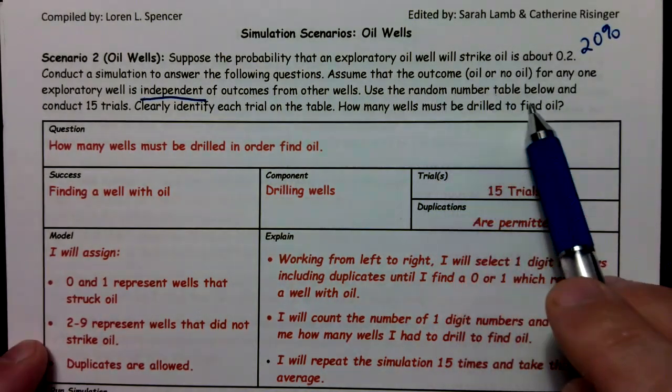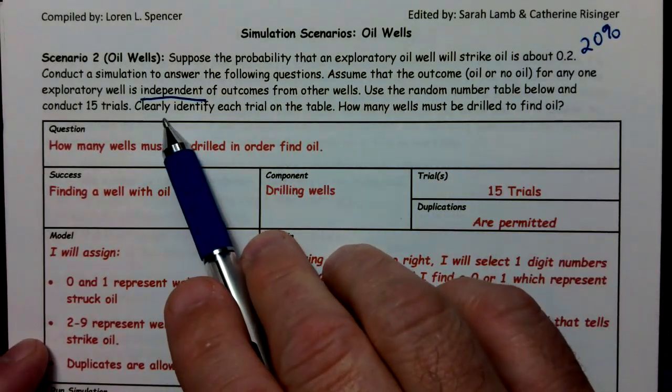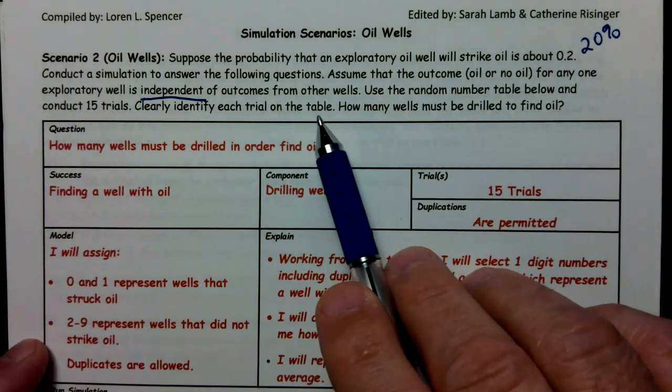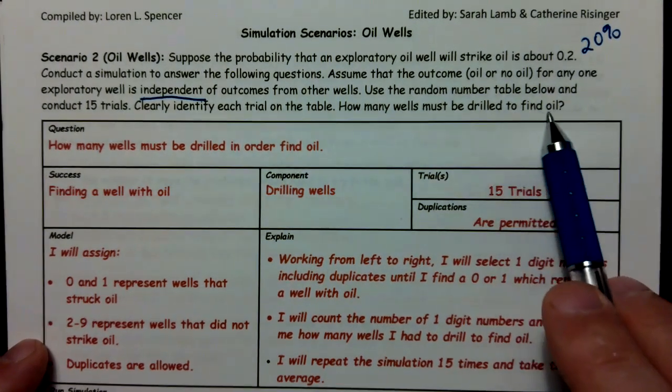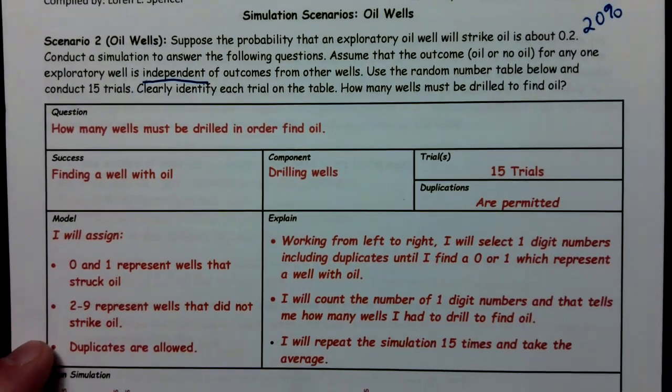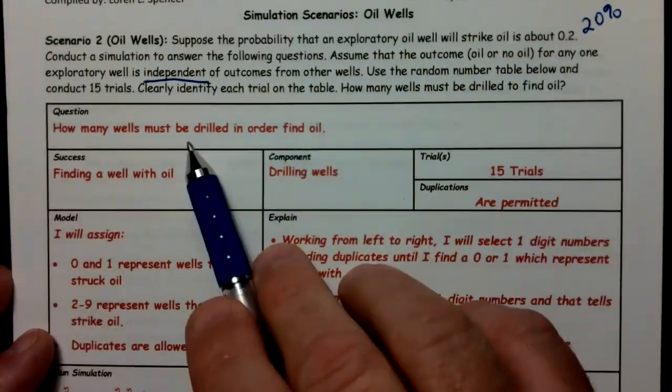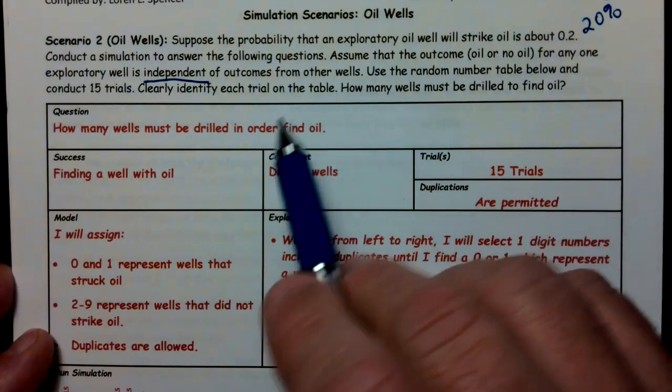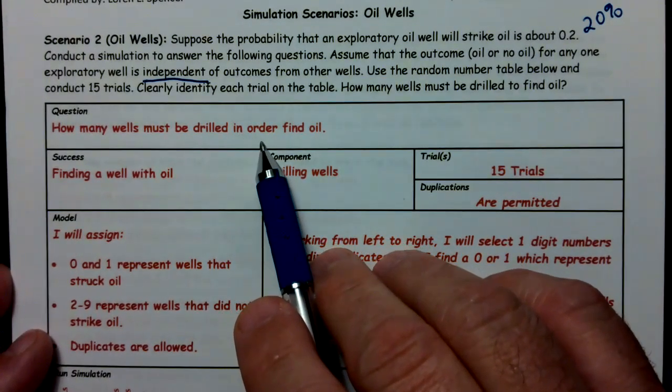It says use the random number table below and conduct 15 trials. Clearly identify each trial on the table. How many wells must be drilled to find oil? So first off, that's our question. Our question's easy, they gave it to us. How many wells must be drilled in order to find oil?